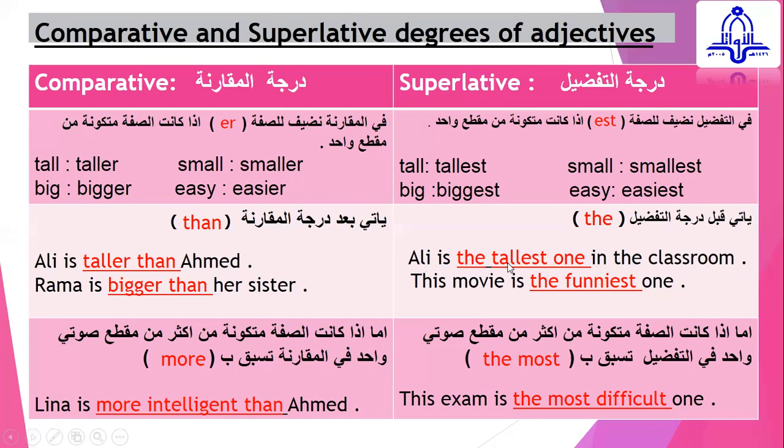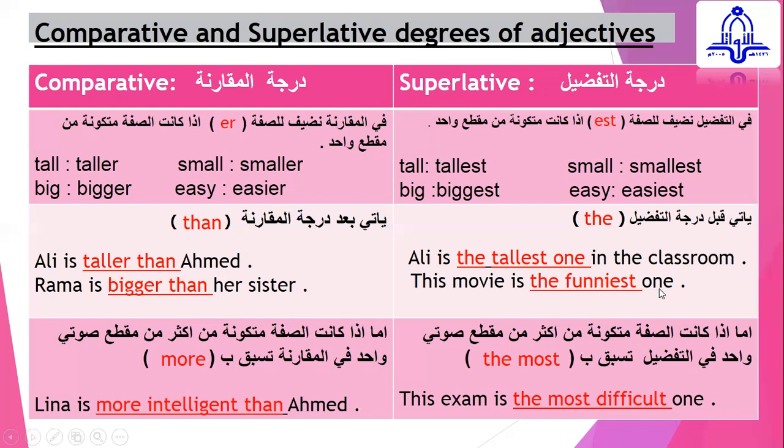إنه علي هو أطول طالب في الصف. The tallest one. لاحظوا tallest is a superlative سبقت بكلمة the. إذن the هي كلمة مميزة لدرجة التفضيل. This movie هذا الفيلم is the funniest one. هو أمتع movie أو أمتع فيلم.